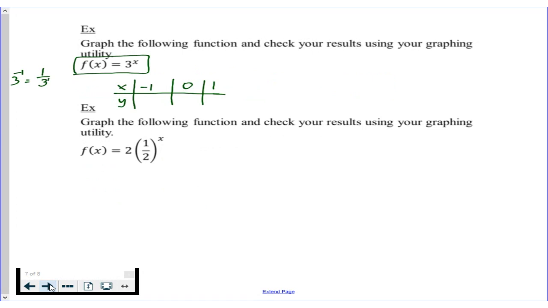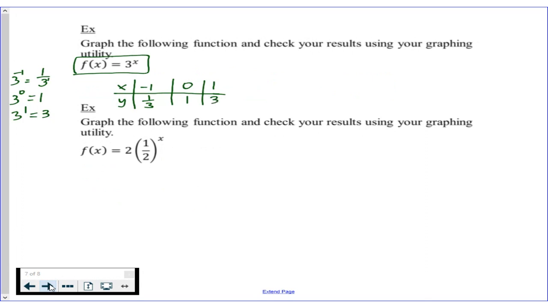So 0.333 exactly. If you use your calculator, it will give you 0.333, which is technically 1/3. Now at 0, plug in 0. Any number to the power of 0 is 1. Or just use your calculator. Plug in 0 and 3 to the power of 0 is 1. And 3 to the power of 1 is 3.